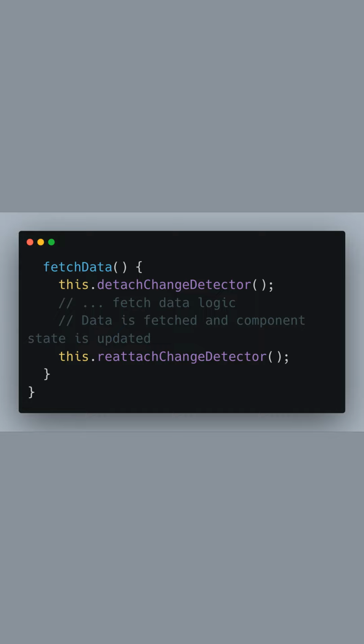Finally, we have an example method named fetchData. In the fetchData method, we first detach the change detector to prevent unnecessary checks while fetching data. Here, you would include your logic for fetching data asynchronously.